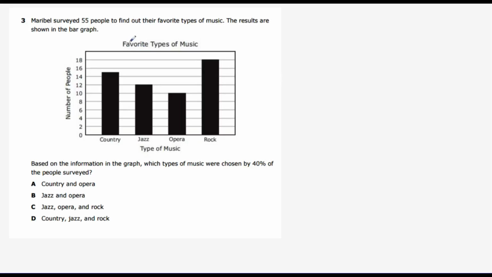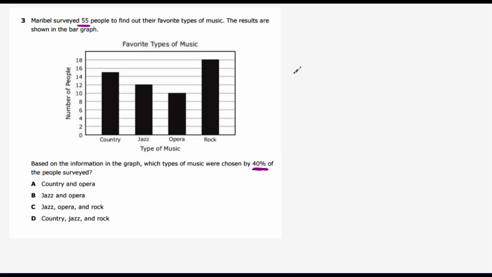Mary surveyed 55 people to find out their favorite types of music. The results are shown in the bar graph. Based on the information, what types of music were chosen by 40% of the people surveyed? Okay, so this one's a little bit tricky. I had to look at this a couple times. So we can start off, what is 40% of 55?